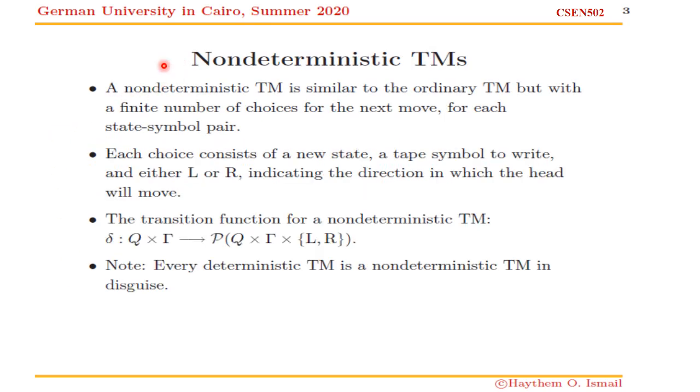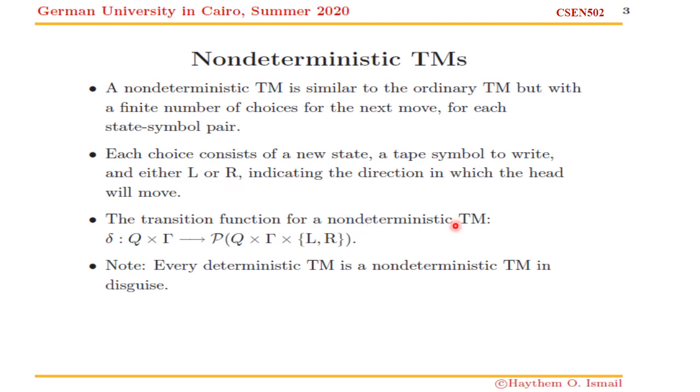So let's talk about non-deterministic Turing machines. A non-deterministic Turing machine is quite similar to the ordinary deterministic Turing machine, but with a finite number of choices for the next move for each state-symbol pair. So given a certain state that the machine is in and a certain symbol that the head is looking at on the tape, there is a finite number of choices for what to do. And by what to do, we mean which state to enter, which symbol to write on the tape, and in which direction the head is to move, to the left or to the right. That's basically what it is.